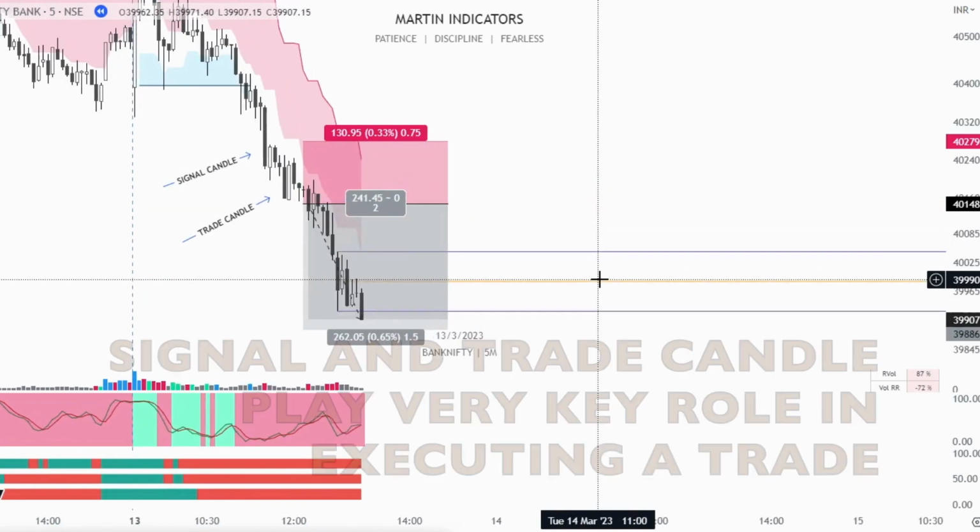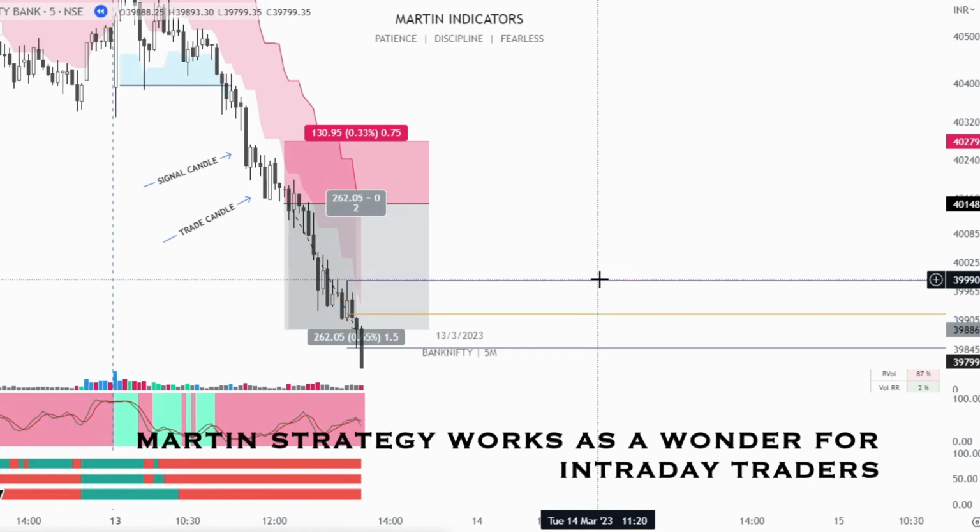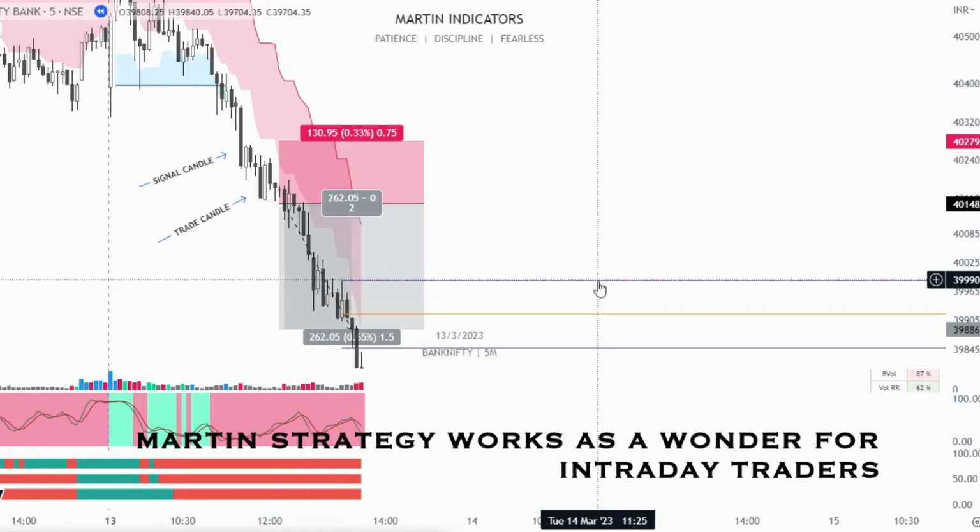You don't need to watch the price movements. Also, when you follow the rules properly, you will get plenty of setups every day on 5 and 15 minutes time frame in any trading pair.